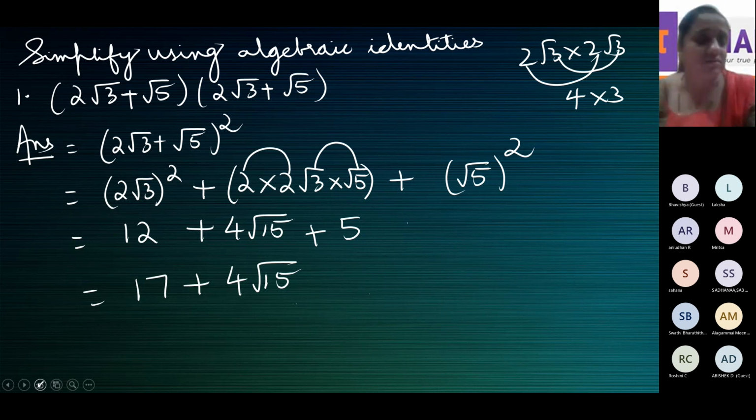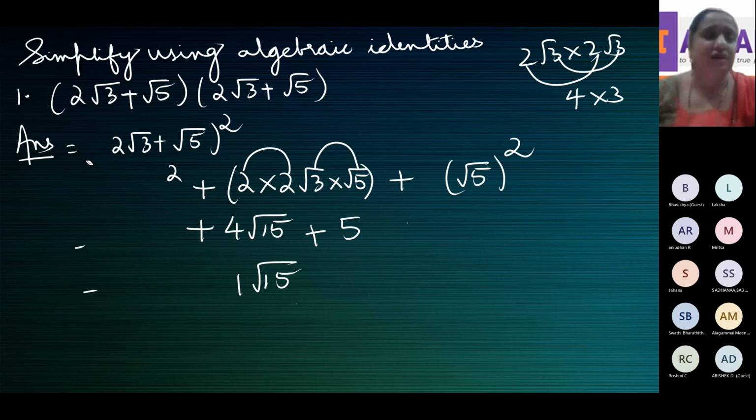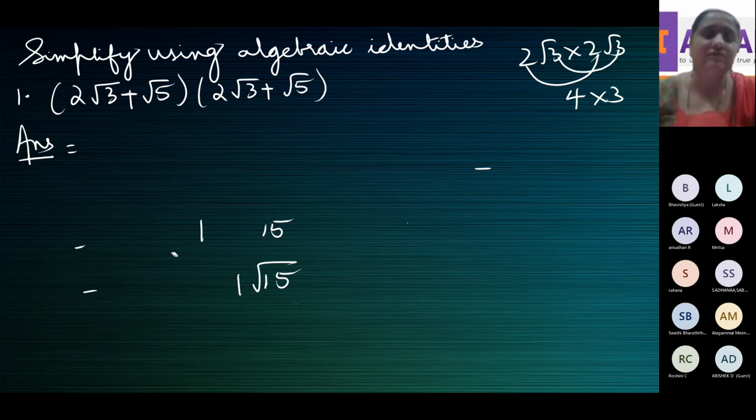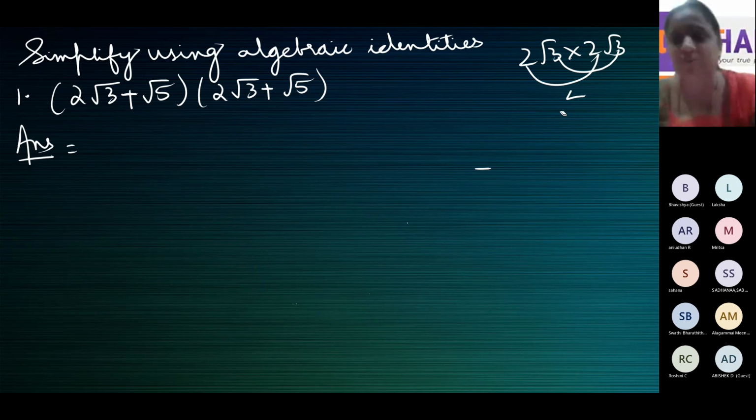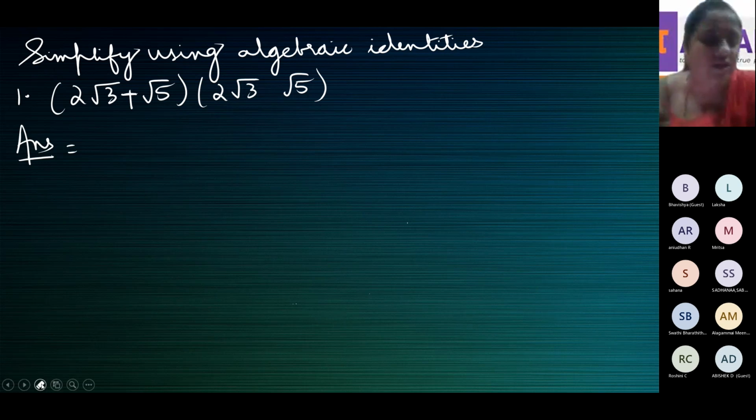Now the other one is, what if it is a plus b into a minus b? So far we saw a minus b into a minus b, and a plus b into a plus b. So a minus b into a minus b is a minus b the whole square. A plus b into a plus b is a plus b the whole square. Then what is a plus b into a minus b?